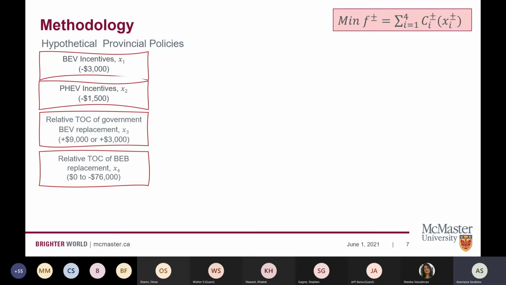You can see that there's a range of total cost of ownerships that I included. For a battery electric car, it will always be an increase. The total operational cost of a battery electric car is cheaper than a conventional gasoline car, so that's why it's positive. It's up to $9,000 in savings or $3,000 in savings.